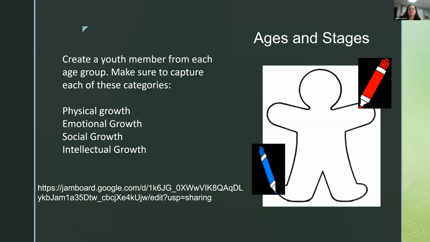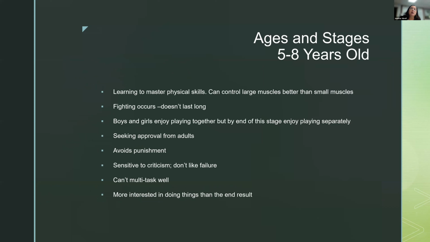Okay, so we're going to go back pretty quickly to the PowerPoint share. Okay, and move forward. So we just talked about 5 to 8-year-olds in our activity. So I wanted to kind of list out for you some more examples, some more specifics about things that are characteristic of 5 to 8 year olds.